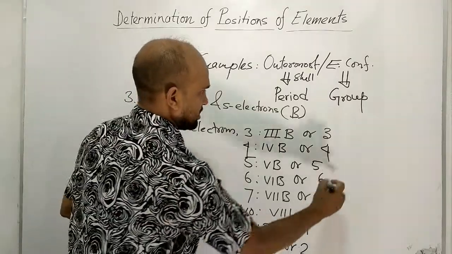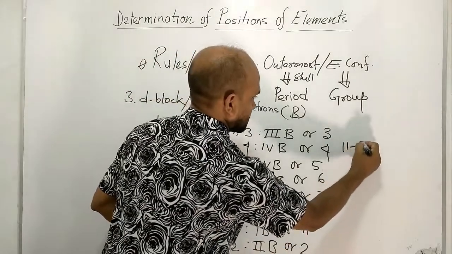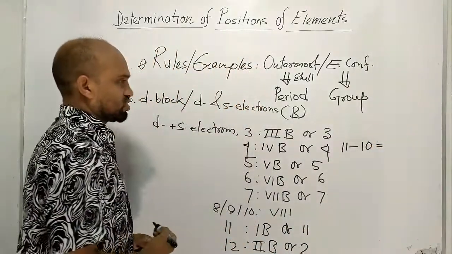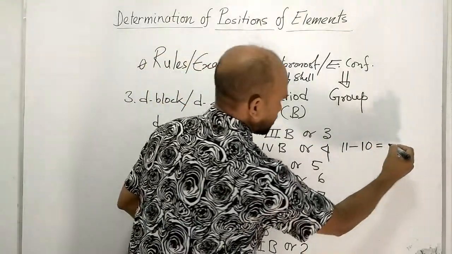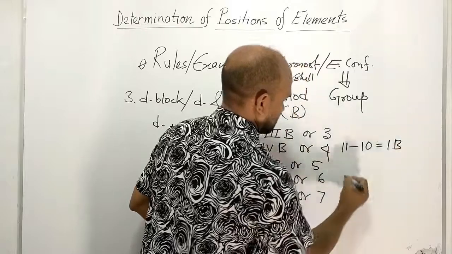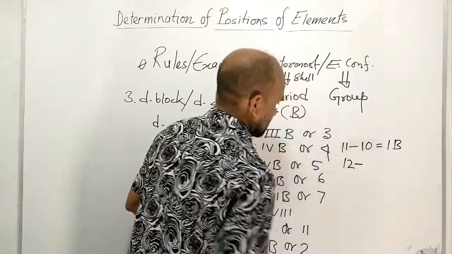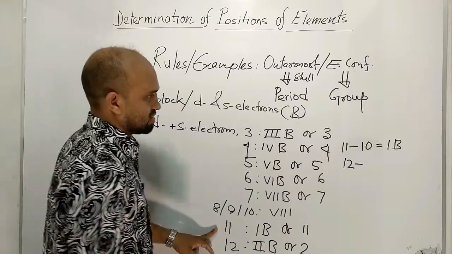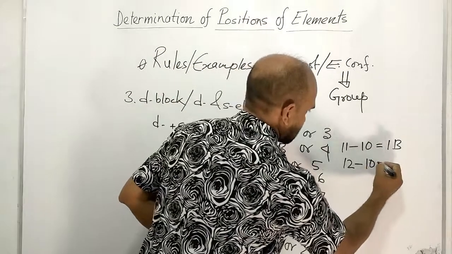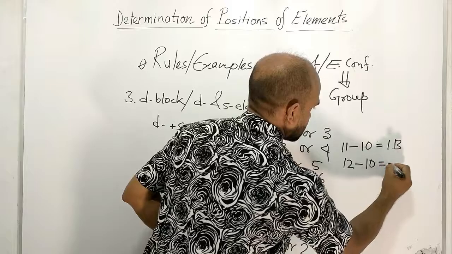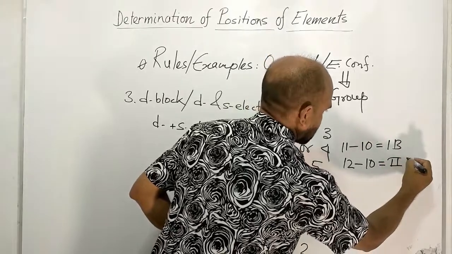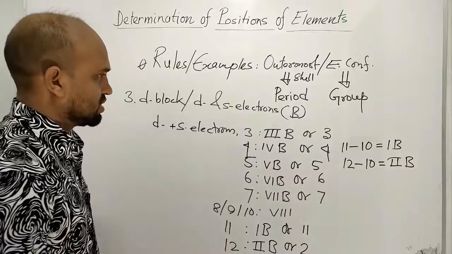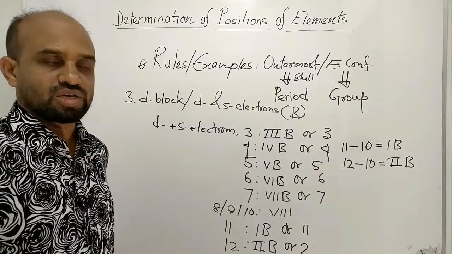If it is 11, then deducting 10, the column in the modern periodic table is determined. If it is more than 10, then 10 is deducted to get the column in the modern periodic table like this. Let's see one example.